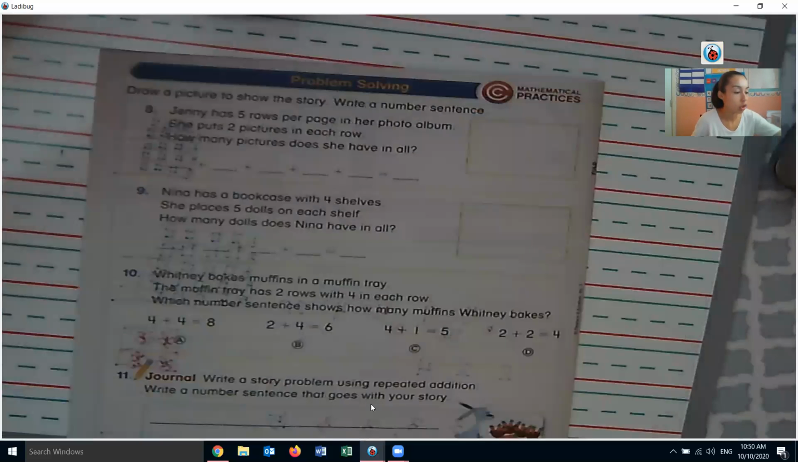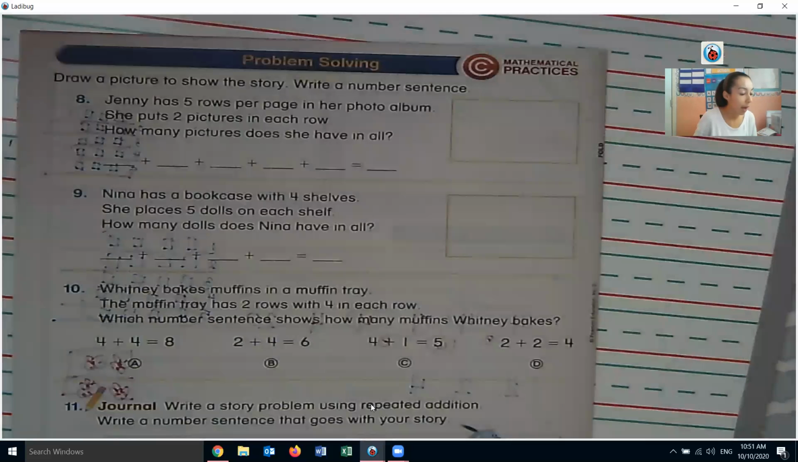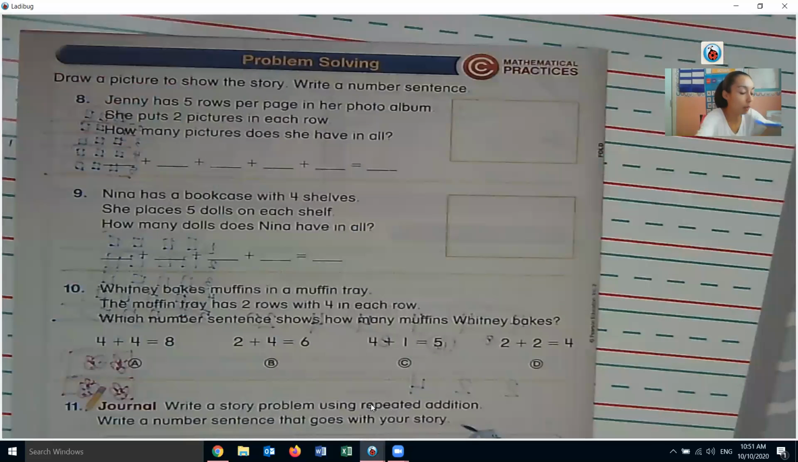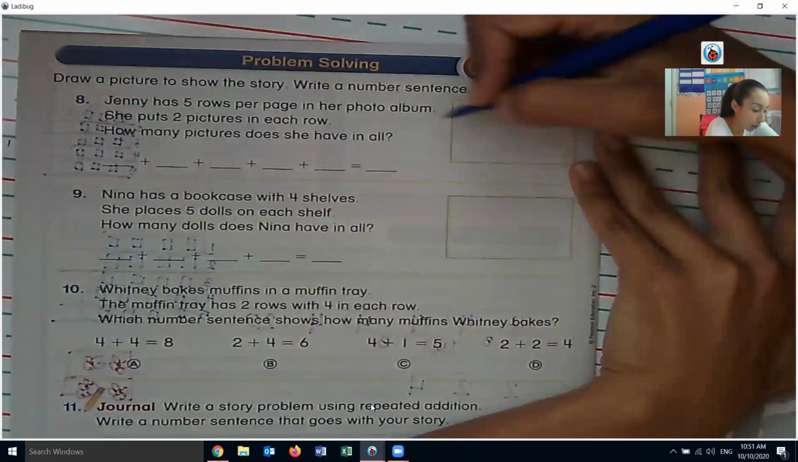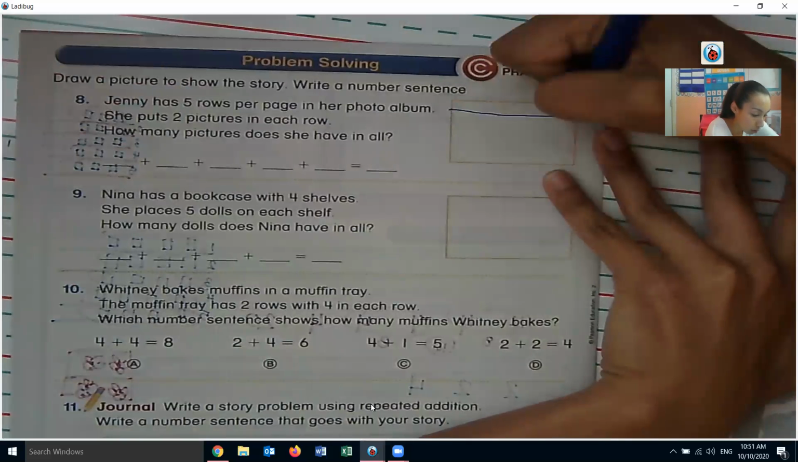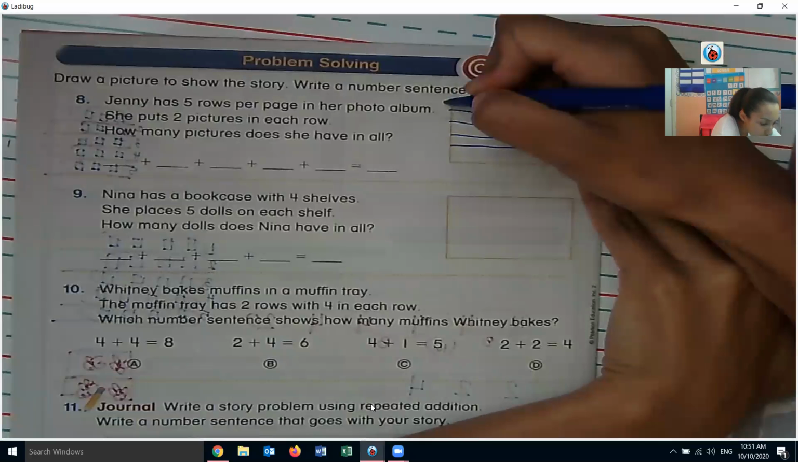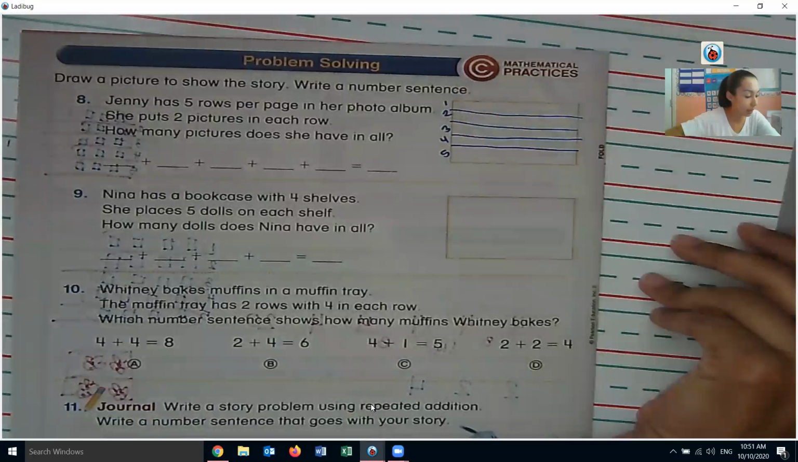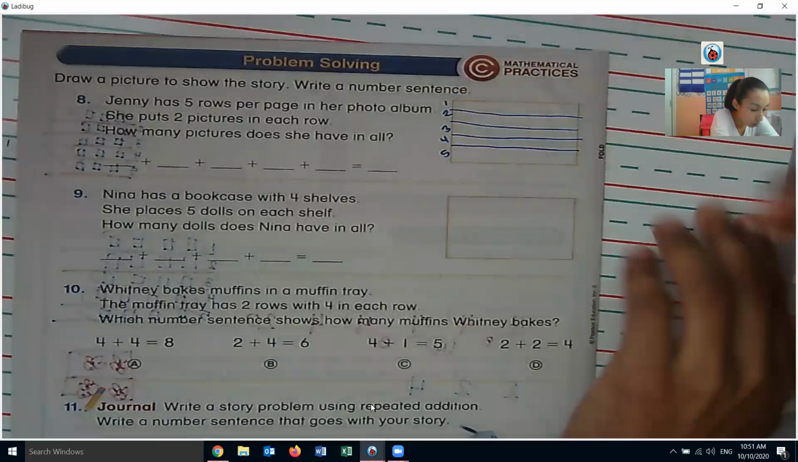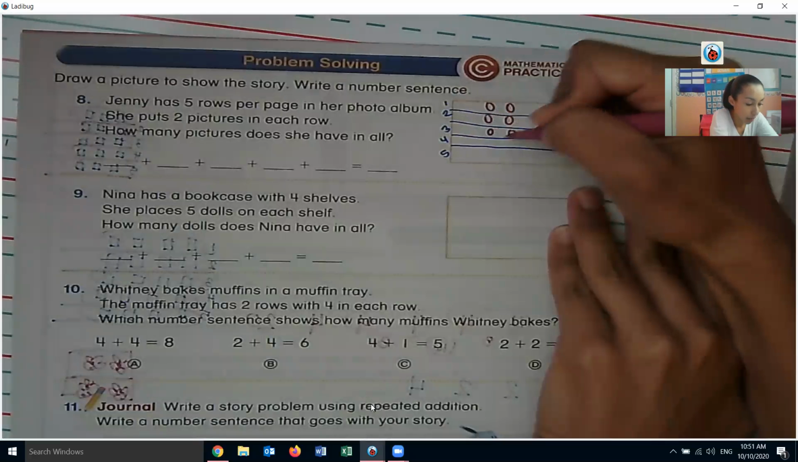Number 8, Jenny, they gave us our nice boxes here again. Jenny has 5 rows per page in her photo album. So there's 5 rows. So I'm going to draw 4 lines to make 5 different areas. 1, 2, 3, 4. So if I count them up, 1, 2, 3, 4, 5. So I have 5 rows in that rectangle. And there are 2 pictures in each of these rows in her album.